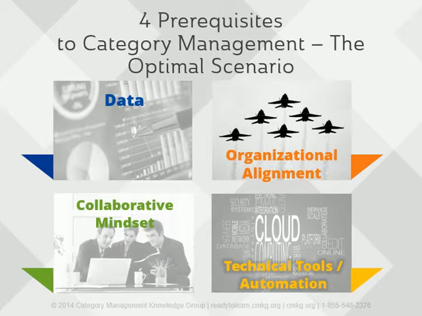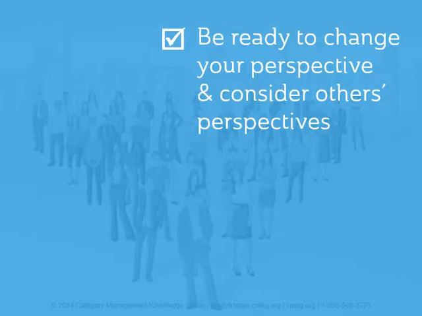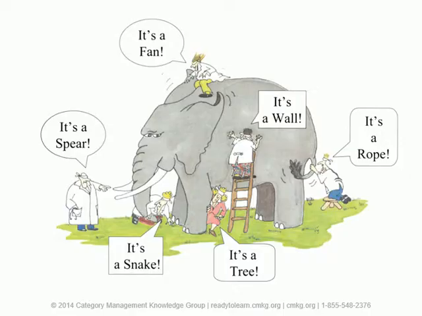If your organization doesn't currently have all of these prerequisites in place, realize that category management is an evolutionary process that has to start somewhere. The principles of category management can be applied to almost every category, realizing that the optimal scenario is to have all of these prerequisites. The last thing that you need to do to be successful in category management is be willing to change your perspective. And most importantly, consider other perspectives.